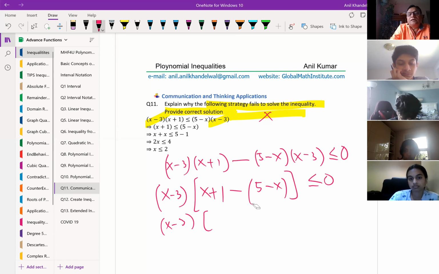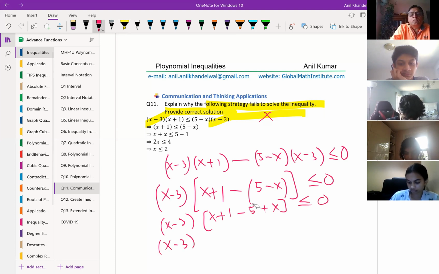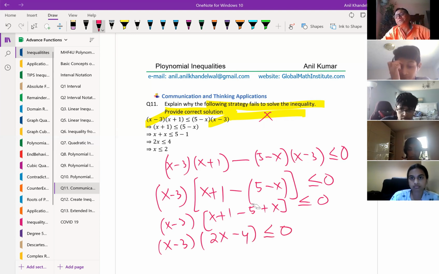Simplify this. x and x becomes 2x, minus minus, right? Let me rewrite like this. x plus 1 minus 5 plus x. So we get x minus 3, and here we get 2x and then minus 4, correct? Is that clear to you?